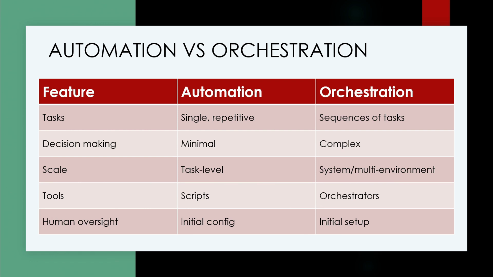Something else is human oversight. Obviously, with automation, it's the initial config of the automation script. With orchestration, it's the initial setup of the orchestrator. Notice the work is mainly up front. And with both automation and orchestration, the ongoing human oversight is to monitor each of these types of solutions.